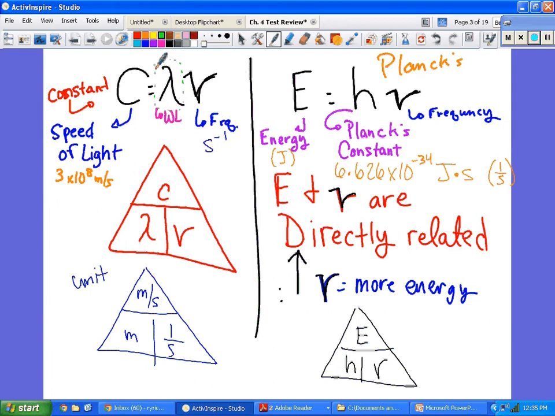What do I have to do? I got to find frequency first, and once I have frequency, what can I then do? Can I then plug it into here and find E? You with me? Okay, let's flip the script.